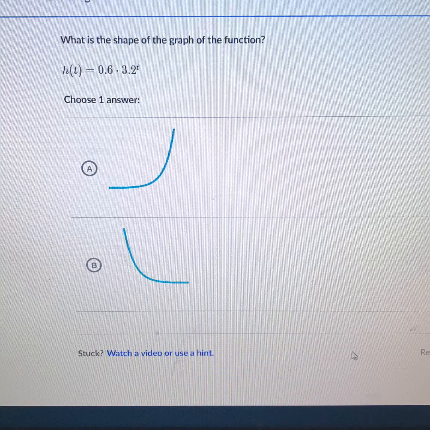So to answer this question, again, we have a starting value of 0.6, that's my A, my initial value, the number multiplied by, and the important value for this problem is the base of the exponent, which in this case is 3.2, and 3.2 is greater than 1, so this must be, I'll let you figure that out on your own. Good luck.